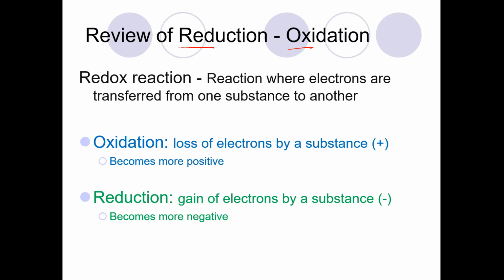So there are all kinds of mnemonic devices, and the one that I like the most is Leo the lion goes grr. Leo: losing electrons is oxidation. And grr: gaining electrons is reduction. There's also oil rig. There's a whole bunch of different things. I just like that one.